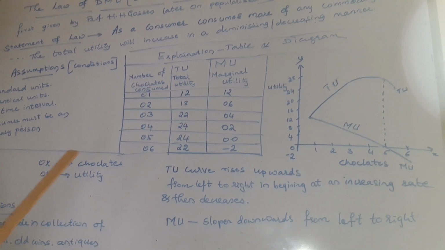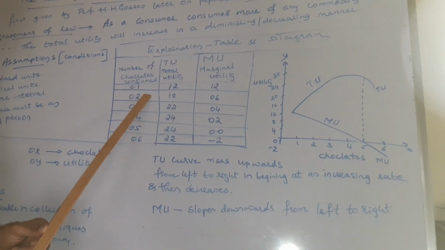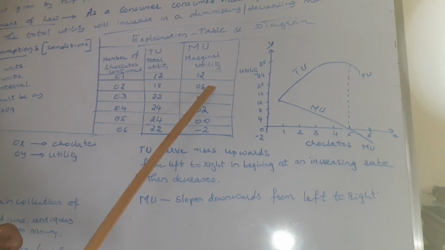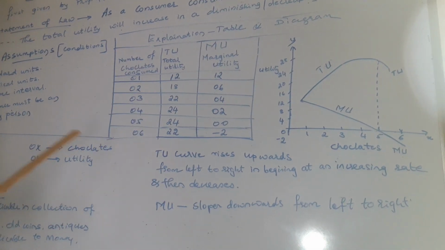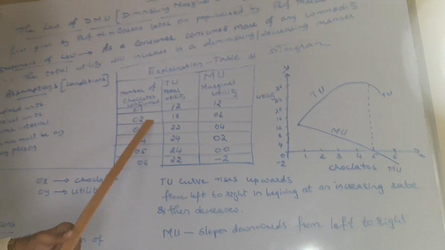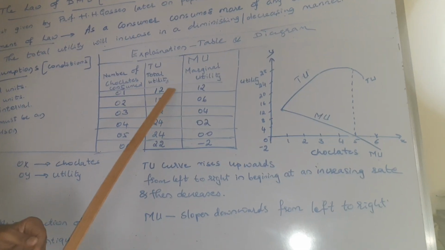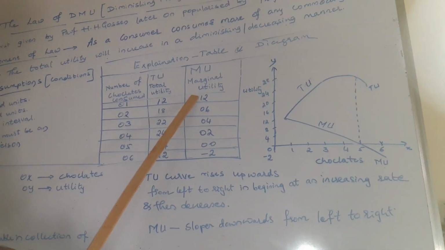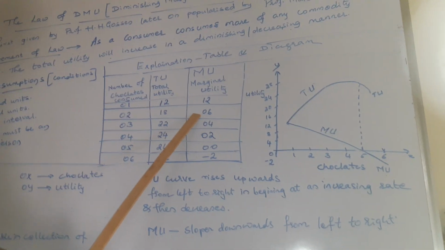Whenever a consumer is going to consume the first chocolate, the total utility will be 12 units. The marginal utility will be also 12 units because he is going to consume the first chocolate. When he consumes the second chocolate, the total utility increases from 12 to 18 units, whereas the marginal utility decreases from 12 to 6 units.